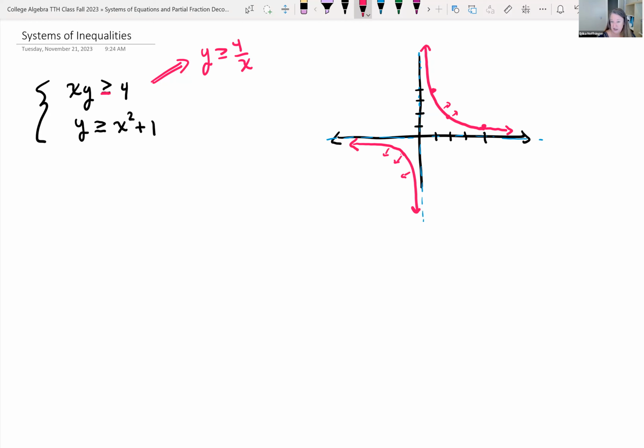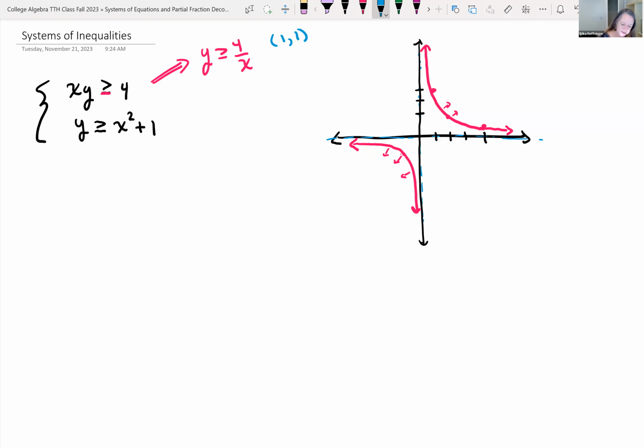But let me test it. Let me choose a point that's not on my graph and see if it's a true or false statement. Let's choose one that is not in that area, and if I get back a false statement, then I chose the right place to shade. How about a point where, well, x can't be 0, so that won't work. Can't have 0 in the denominator, right? How about (1, 1)? Let's plug in (1, 1).